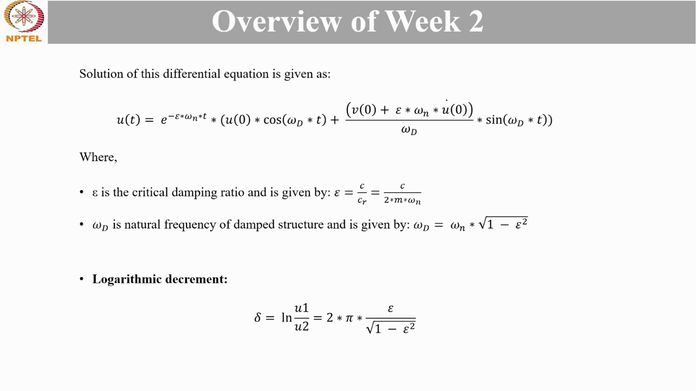And the logarithmic decrement that we talked about in the last slide is delta is equal to ln of u1 by u2, where u1 and u2 are the consecutive amplitudes of vibration, and it can also be written as 2 pi epsilon upon under root of 1 minus epsilon square. How this equation can be simplified we will see later on when we cover some problems.